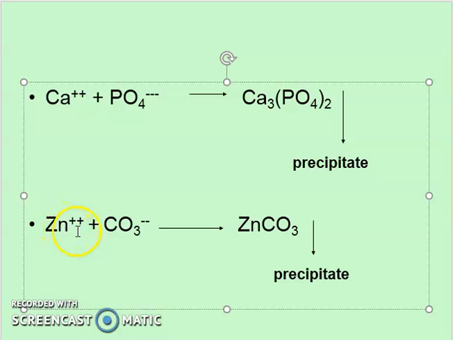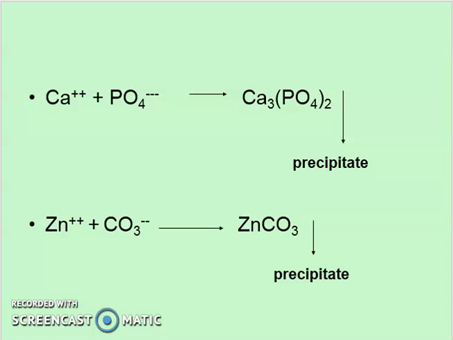Zinc also precipitates because there is carbonate. Zinc reacts with carbonate to produce zinc carbonate and precipitates. The other nutrients, like iron and manganese, also react with carbonate and precipitate in the form of carbonate.